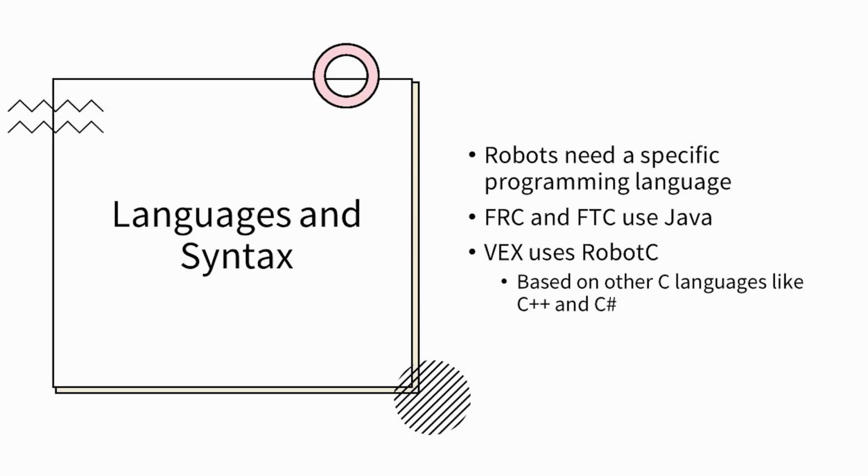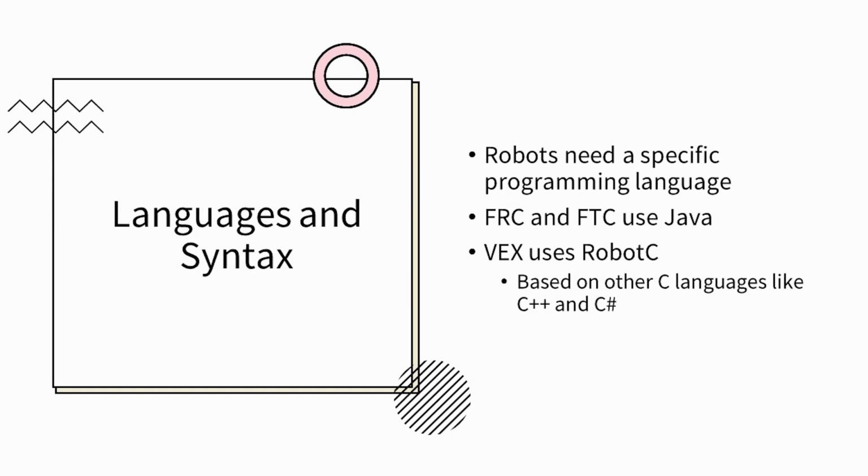The first part that we have in programming is the specific language and the syntax for that language. The correct language and syntax must be used to ensure that the robot understands what you have programmed. Syntax refers to how specific statements are written and formatted, such as what brackets to use and how the end of a line of code is defined.